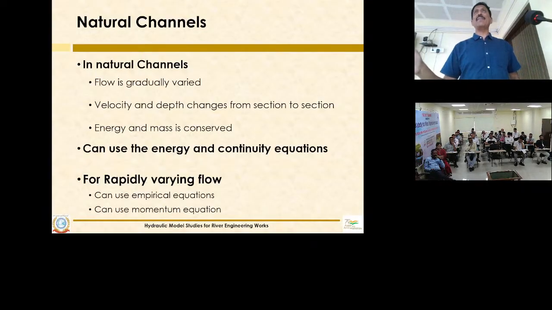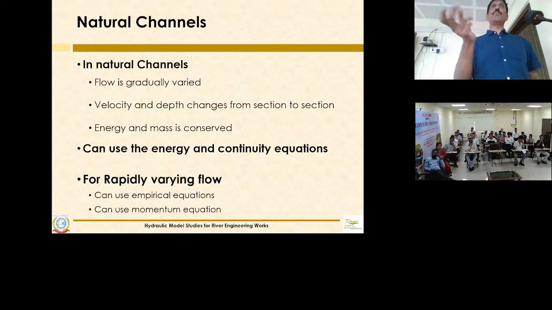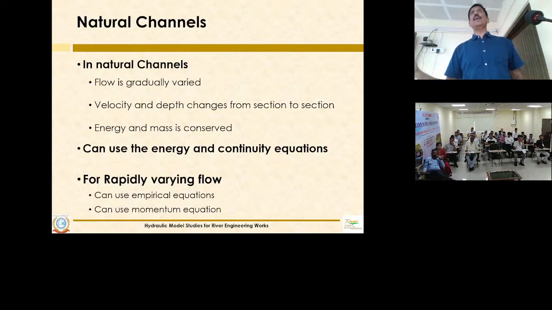And energy and mass are always conserved. So this principle is best for the numerical model. But for rapidly varying flow, you can use the momentum equation, or some empirical equations are adopted by HEC-RAS, and that can simulate the rapidly varied flow in the HEC-RAS model. But the HEC-RAS model, generally speaking, is for gradually varied flow, not for rapidly varied flow.